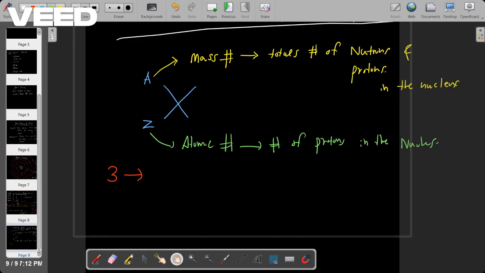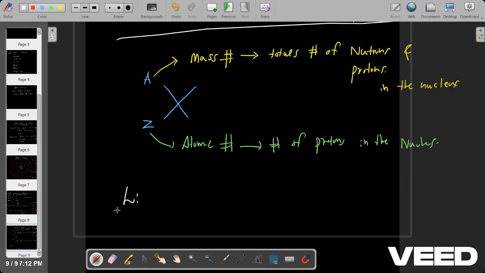I will give you this question. Let's see who's giving answers. There's an element called lithium. You find these two numbers. Now I want to find the number of protons and the number of neutrons. Find the number of protons and neutrons.